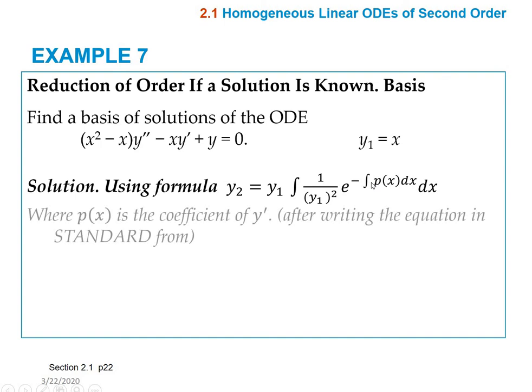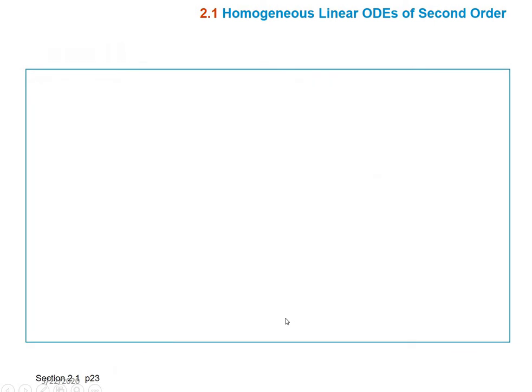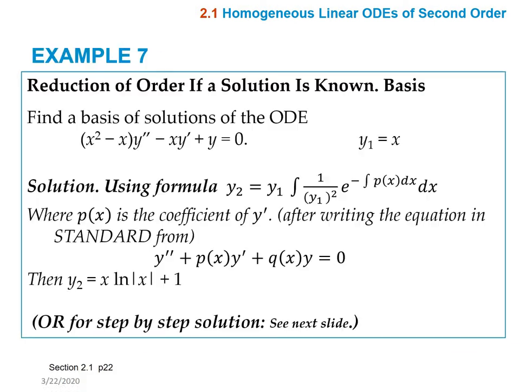If you use the formula, you'll be able to find that y2 is equal to x ln of x plus 1, and it should be easy integration. Now, if you need to find the step-by-step solution, go to the next step. If you get this problem, we are not forcing you to do it step by step, but it's good at least to know one of the methods out there.